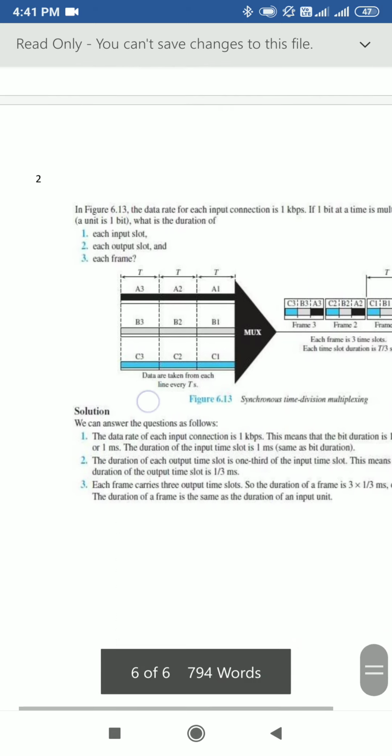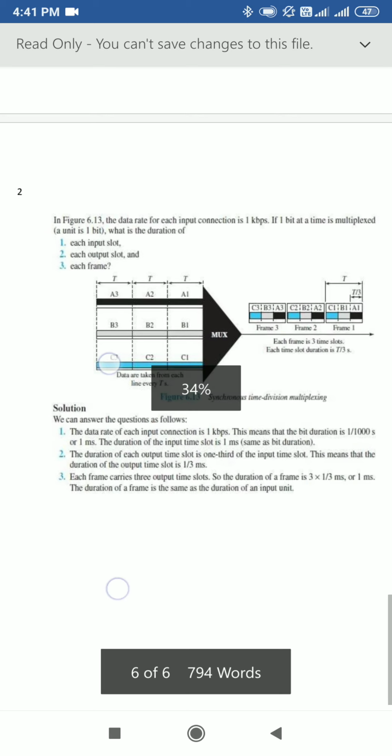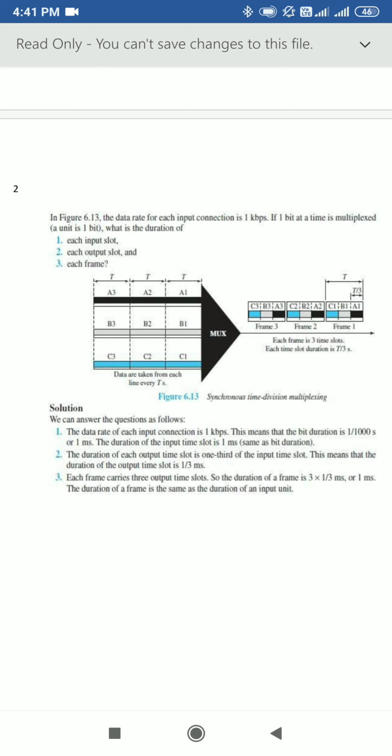In the same manner, we have another problem. Here they have given the input data rate or bit rate as 1 kbps and the unit size as 1 bit. You need to calculate the duration of input slot, duration of output slot, and duration of each frame. Again, the duration of input slot is nothing but the reciprocal of the input rate, 1 by 1 kbps, which is equivalent to 1 millisecond.